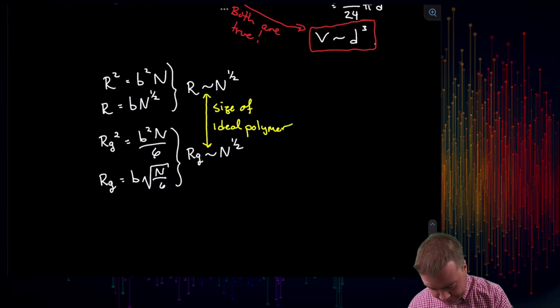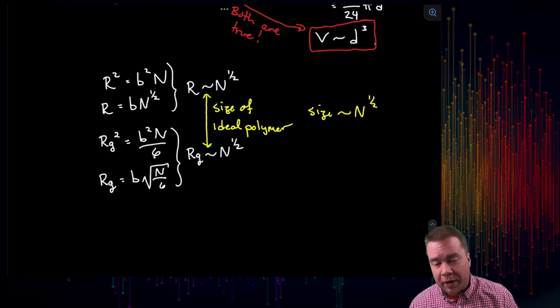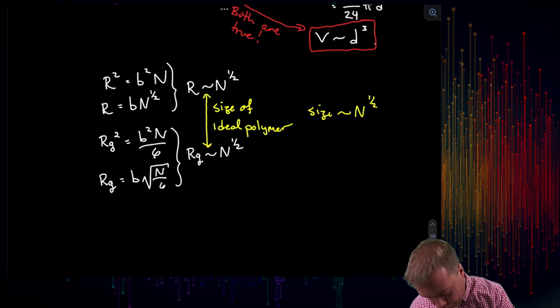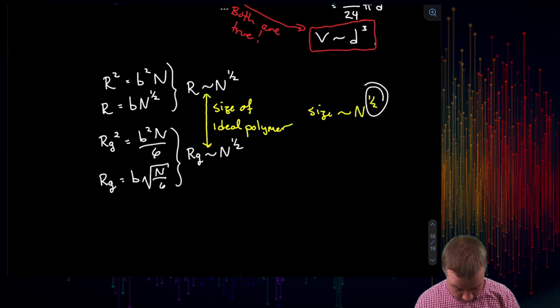And we see that in both cases, that size for the ideal polymer scales as n to the 1/2 power. Okay, so that's something that I always keep in mind. The size for an ideal polymer scales as n to the 1/2 power.